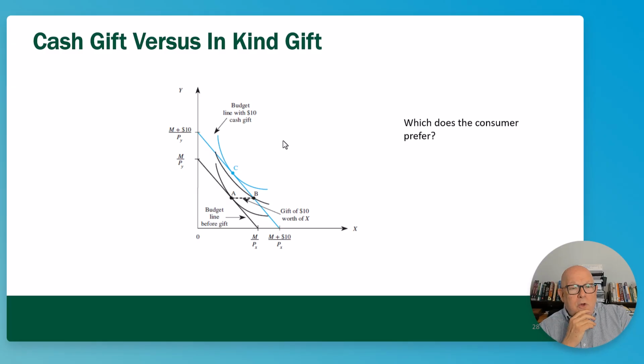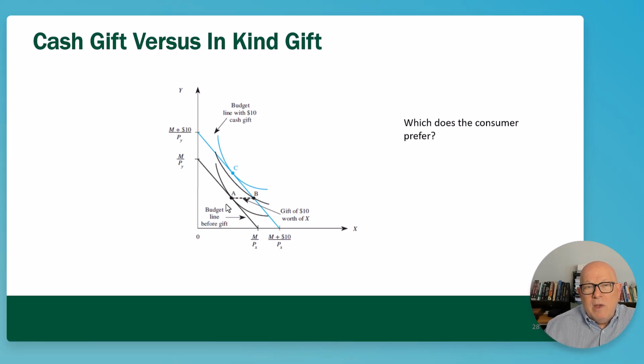Okay, what if you give somebody cash? If you give somebody cash, then you're going to shift the line. This black line here is the budget line initially. If you just give them cash, say you give them $10 of cash, then the budget line is going to shift here to this light blue line, and they're going to have more income to spend. And so they're going to buy more of X and more of Y.